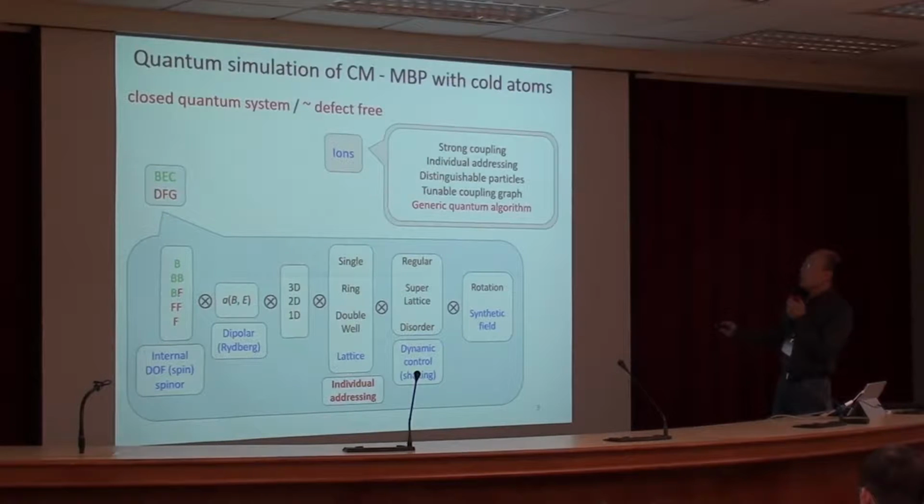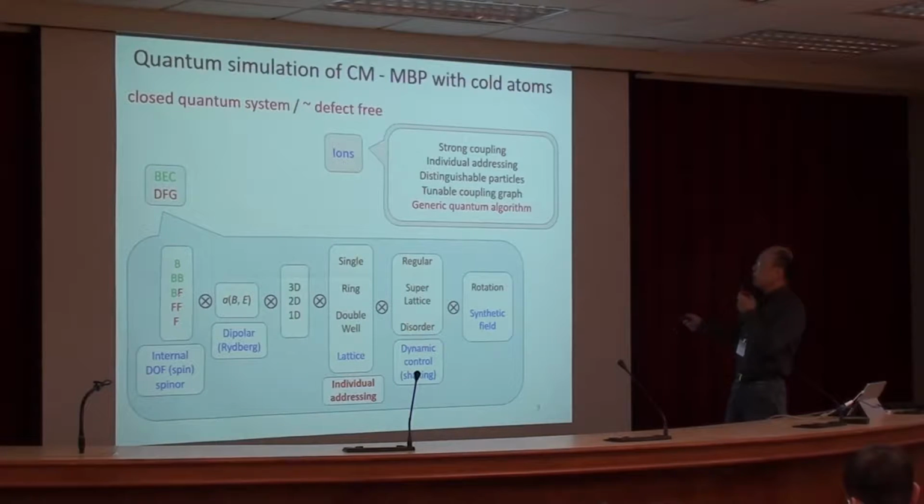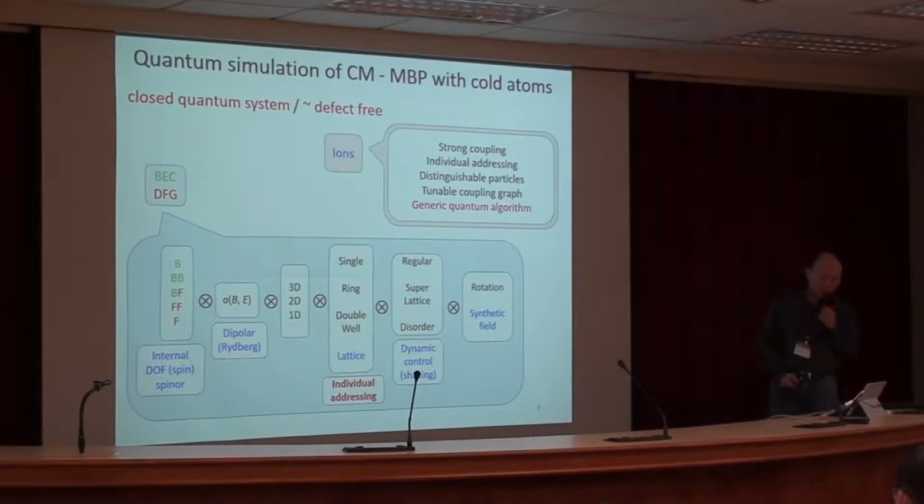For the ion part, you have strong coupling because they're charged particles. So the particles are farther apart, and the individual addressing is almost comfort-free. But the problem is they're distinguishable particles. But even so, you can tune the coupling graph. And we heard in a talk yesterday that now they're going to a cryogenic trap with something like 100 atoms with a very, very long lifetime, which gives us very optimistic hope that someday you may have a generic quantum computer running generic quantum algorithms, and then you can pretty much do everything here.